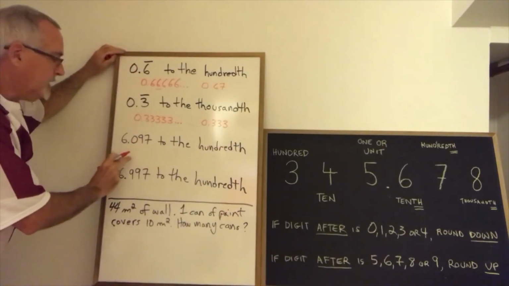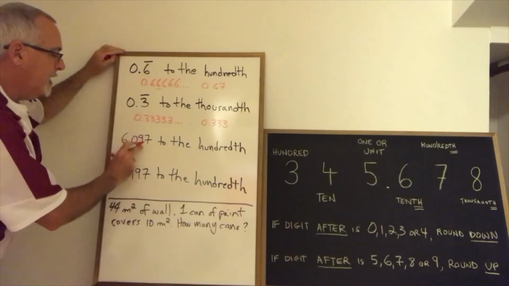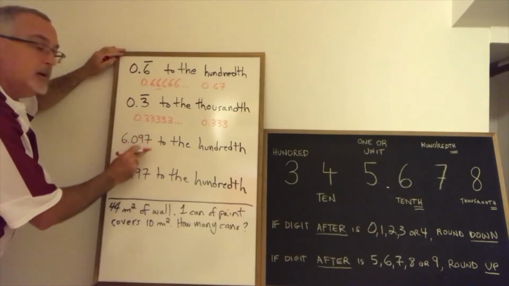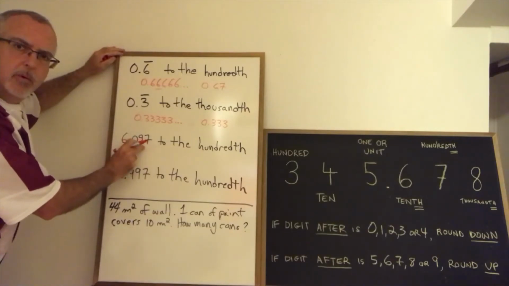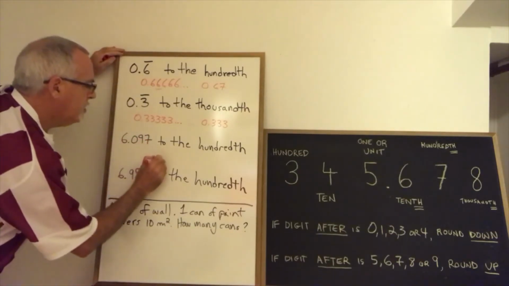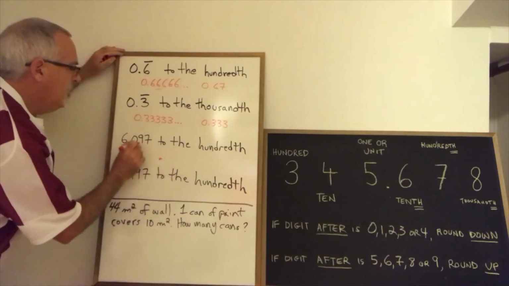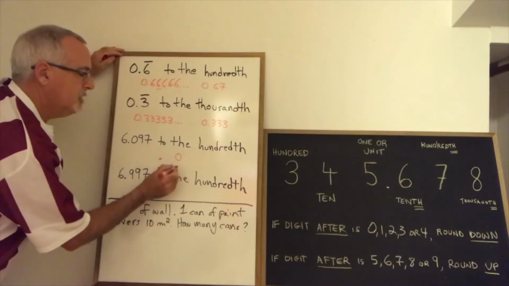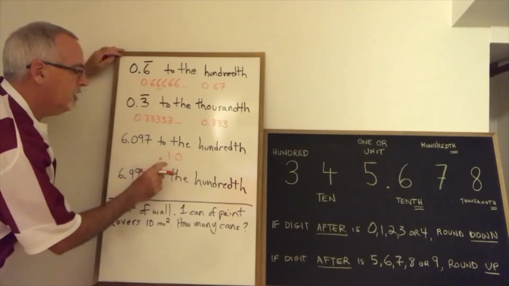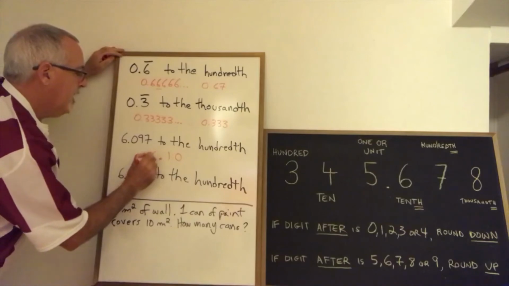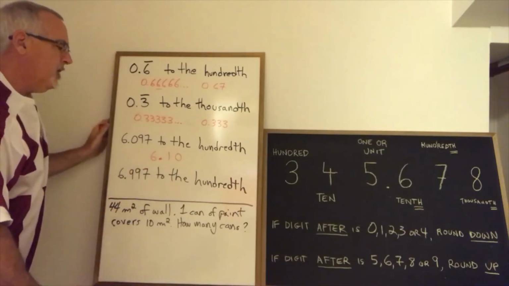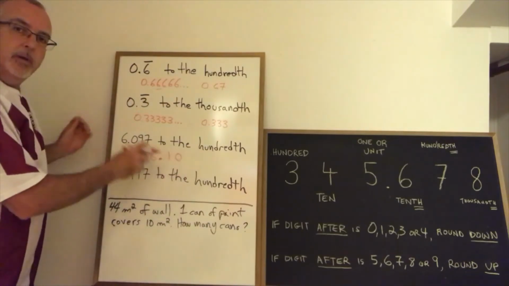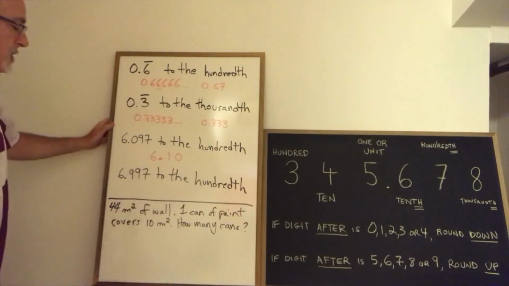Here's a weird one. 6.097 to the 100th. The 100th is the 9. And the number after it is a 7. So that means I have to round up. That 9 has to be increased by 1 to a 10. So if I show my decimal, that 9 is the second number after it, and it's now a 10. All I can show is the 0. The 1 from the 10 has to go into this position, and I have to show my 6. So 6.097 to the 100th is 6.10. It's strange, but this is how it works, and you will get used to it.